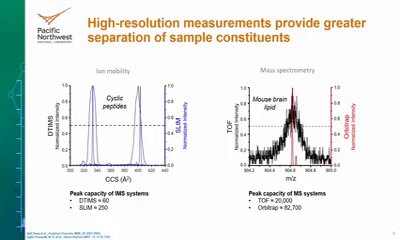And so one of the things that I wanted to show here is that we have some ultra high resolution measurements that we think could help. On the left-hand side, this just shows the difference between drift tube and SLIM. And you can see the SLIM peaks are quite narrow.